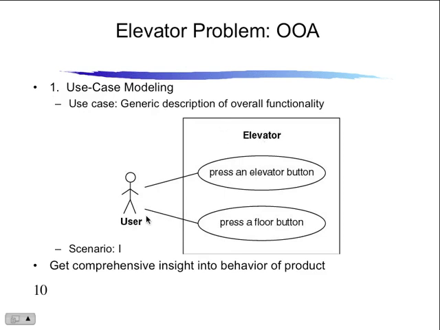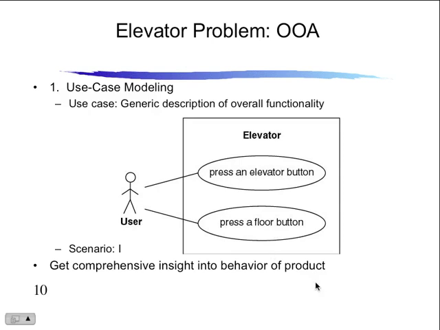We have an elevator, we have a user. Yeah, people draw stick figures. Actually, you can get the tool sets and they have the stick figures in there for you. Some of them have a little hair on them. Some of them have gloves on and stuff. It's actually kind of funny. Then we have the elevator, and then we have press an elevator button or press a floor button. Those are the actions which the user can perform.